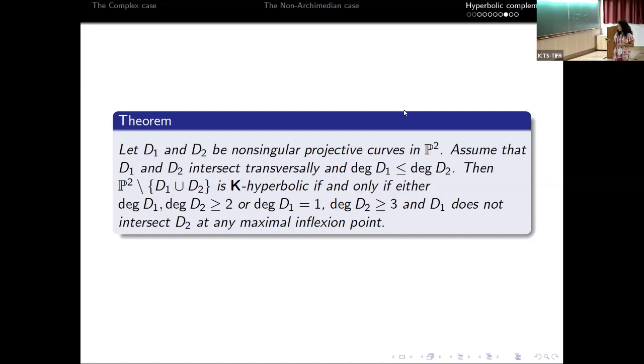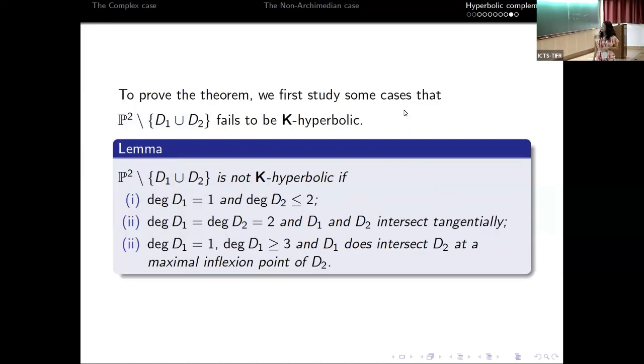Okay, and interesting here, the converse only omits these 3 cases, where the complement is not hyperbolic. So the first case is one is a line and another is either a line or a quadratic curve.